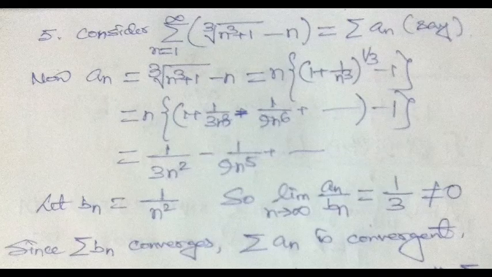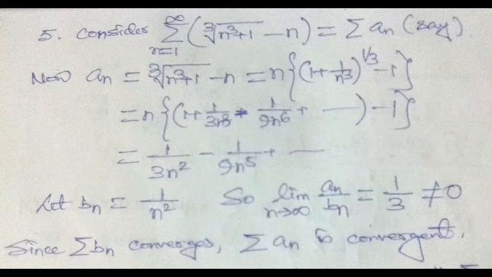This is the fifth example. Let us consider an infinite series with nth term a_n equals cube root of n cube plus 1 minus n. If we use binomial expansion, then we will have n times (1 plus 1 by n cube) whole to the power 1 by 3, minus 1.